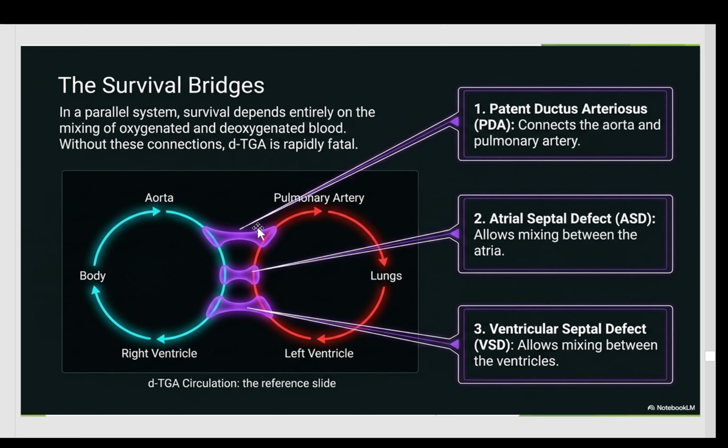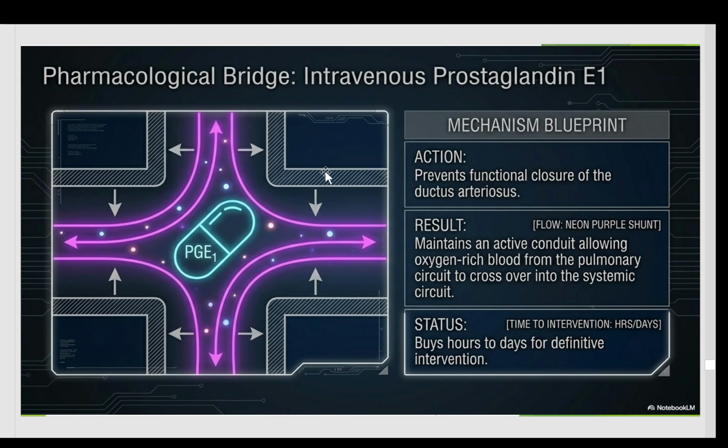But commonly we find that the pulmonary connection to the aorta is through the ductus arteriosus, and it is vital to maintain the patency of the ductus arteriosus for the first few days, and we achieve that by giving intravenous prostaglandin E1. So this prostaglandin E1 will maintain the patency of the ductus arteriosus, and the pulmonary and the systemic circulation will be mixing at this level, and life can be sustained for some time.